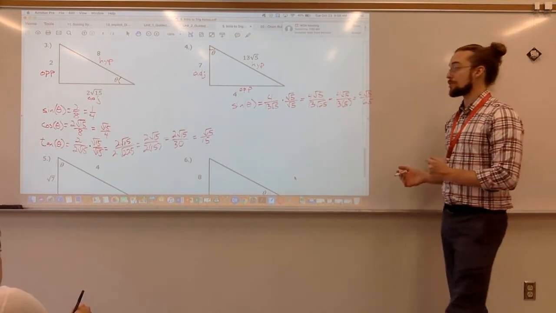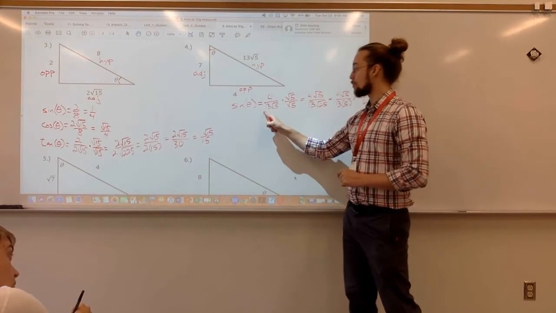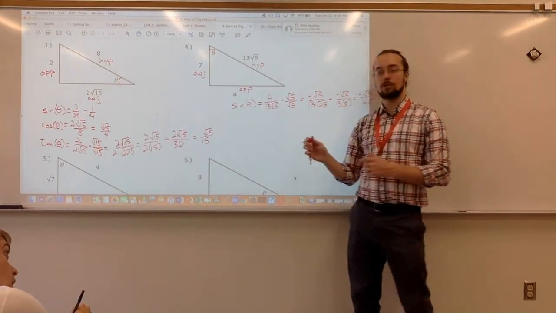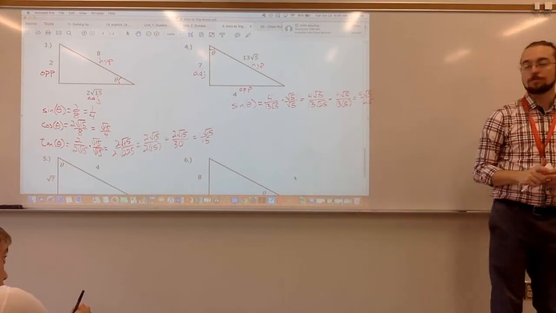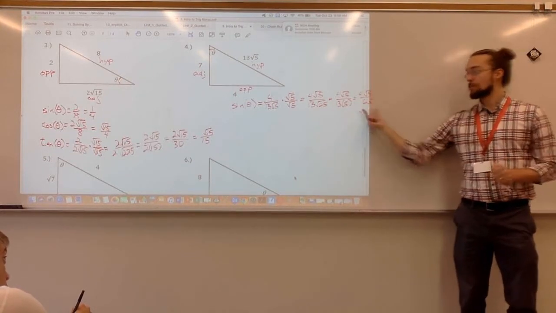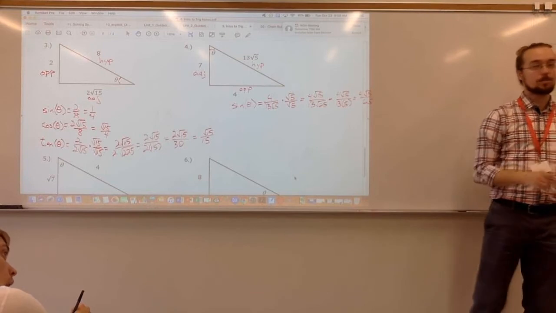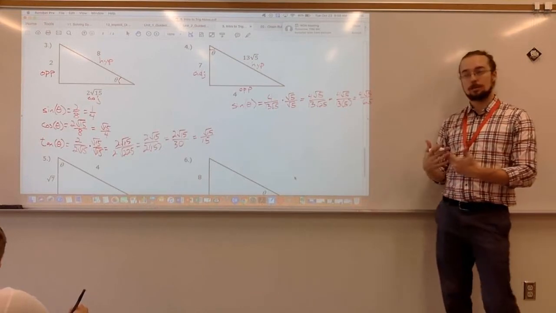And you can double check yourself, right? You can put this original thing into the calculator. 4 divided by 13 times the square root of 5. And then you can put this one in, 4 times the square root of 5 divided by 65, and see if they're equal. Right? That's a way to double check yourself.